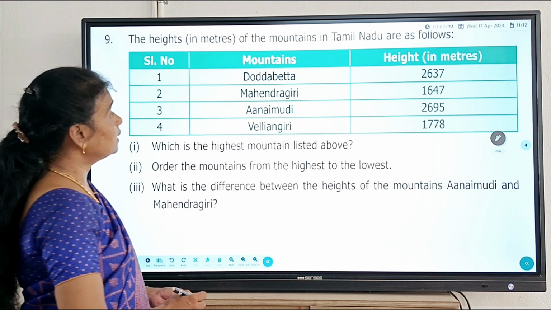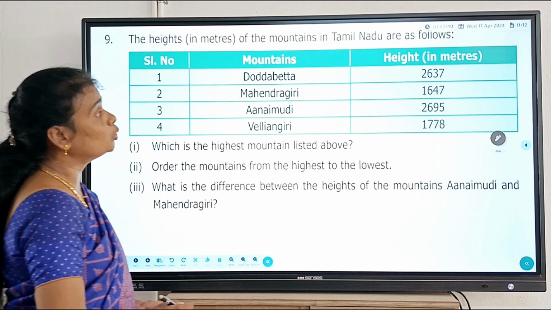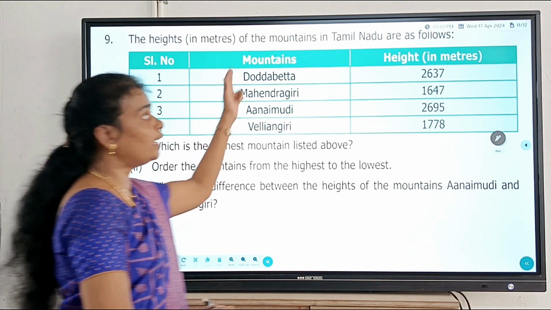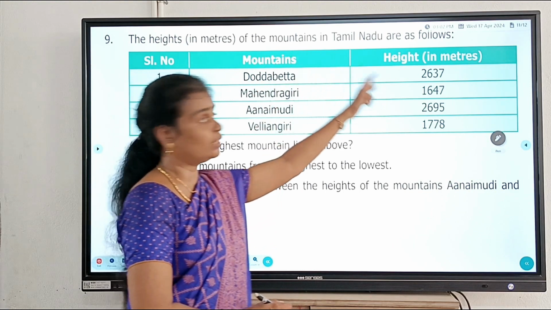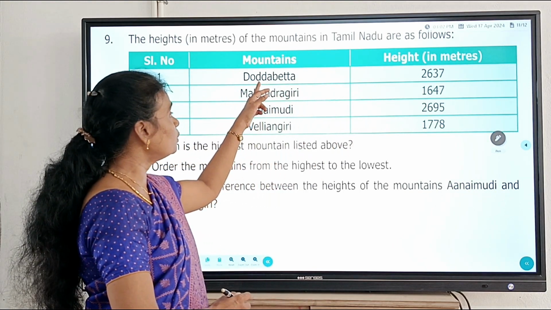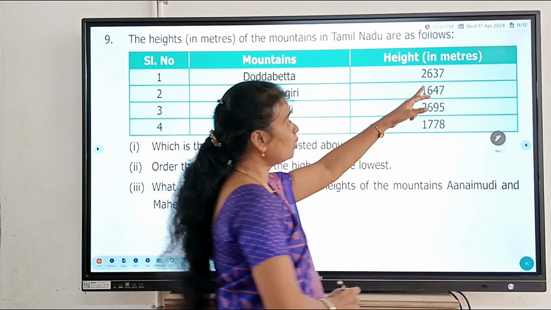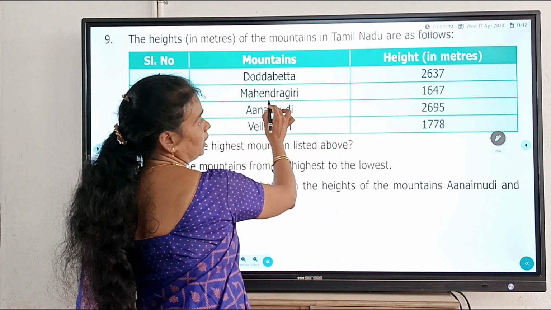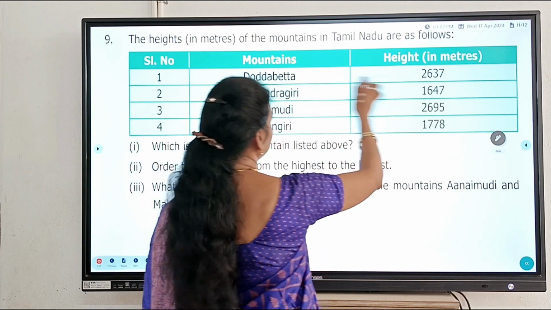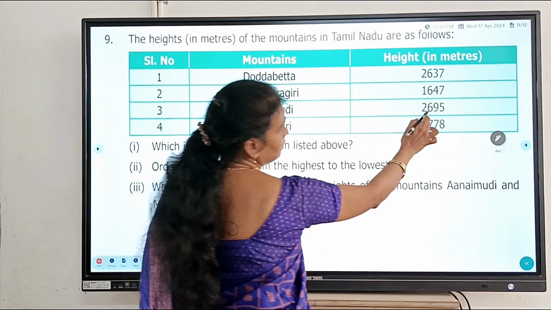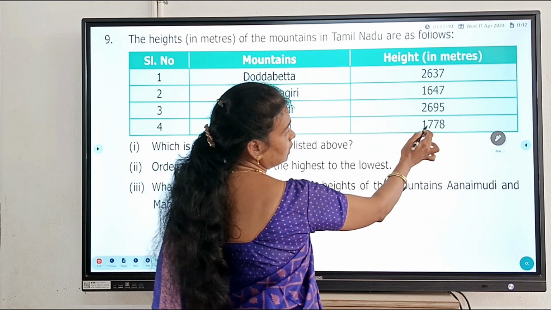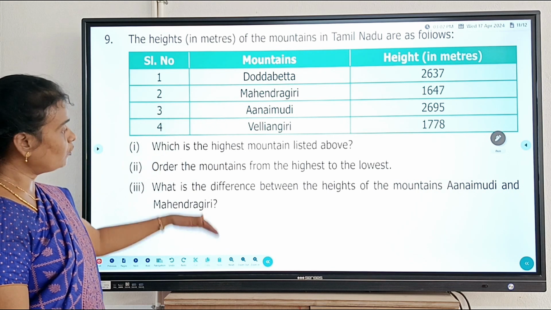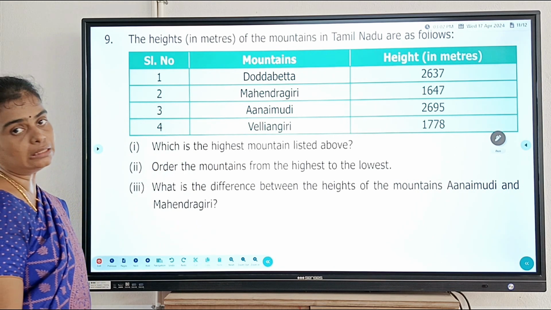Next, the heights in meters of the mountains in Tamil Nadu are as follows. Different names of mountains are given and the height of those mountains is also given respectively. The first mountain is Doddabetta. The height of that mountain is 2637 meters. The second one is Mahendragiri, which is 1647, and Anamudi 2695, and Velaigiri 1778. So after observing this table, you have to answer the questions which come under the table.